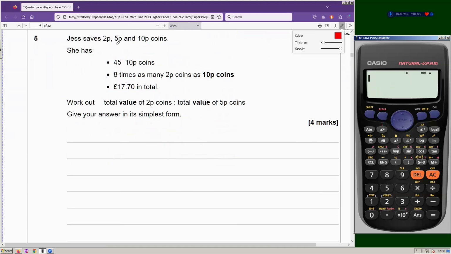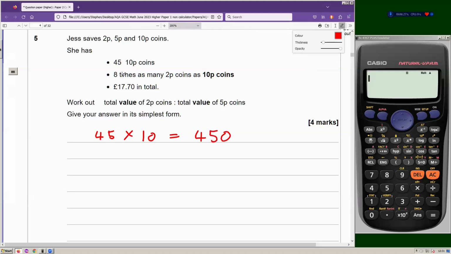Just saves 2p, 5p, and 10p coins. She has 45 10p coins. 8 times as many 2p coins as 10p coins. £17.70 in total. Work out total value of 2p coins to the total value of 5p coins. So we've got to find out how many we got of each. So let's work out this first. 45 times 10. I'm going to keep it all as pence, I think. That's 450.